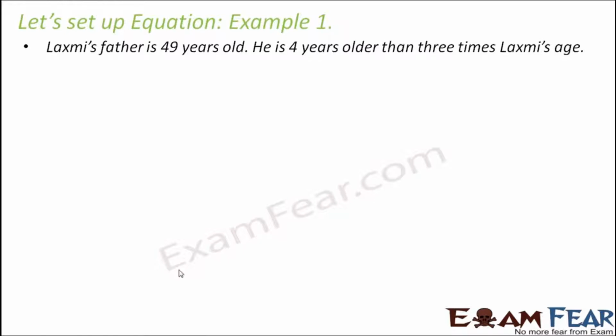Let's consider this example 1. Lakshmi's father is 49 years old. Okay, this is something which is already given. He is 4 years older than 3 times Lakshmi's age. Okay, so this is basically our condition. The second statement is nothing but the condition. So what is that value which we do not know? So here also we will follow step by step. In step 1, we will first assume that value to be x, which we do not know. So we already know Lakshmi's father's age, but we do not know Lakshmi's age. So let us assume that Lakshmi's age is x.